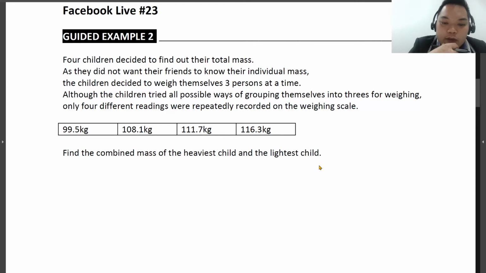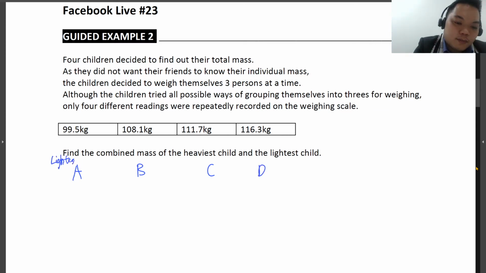Okay, so let's look at it this way. The mass has been arranged in ascending order. Since the 4 children don't want their friends to know their individual mass, let's call them A, B, C, and D. Let's also say that A is the lightest, B is the second lightest, D is the heaviest, and C is the second heaviest.